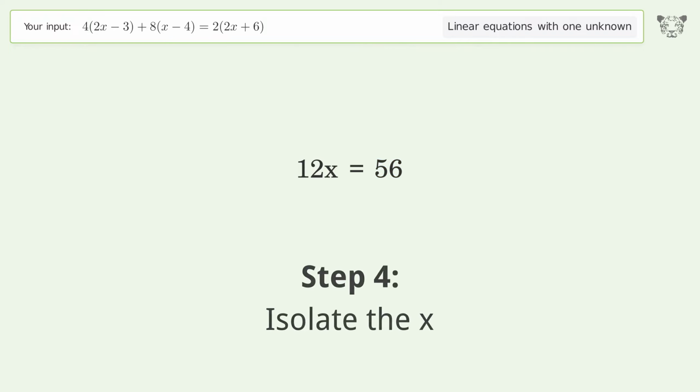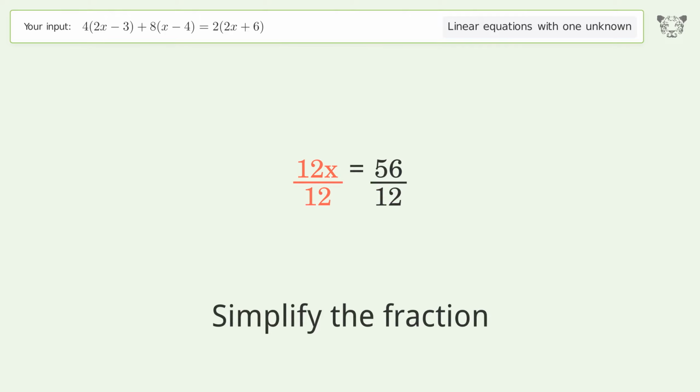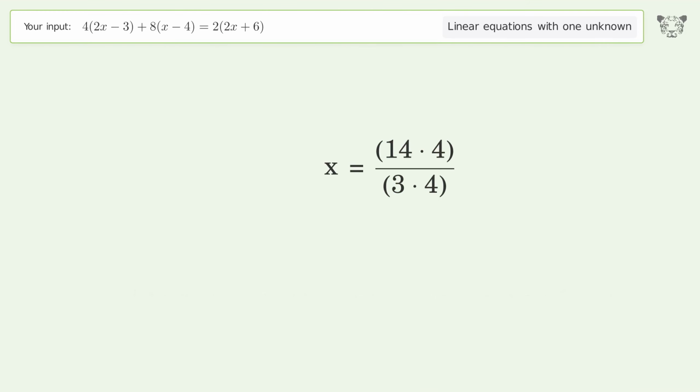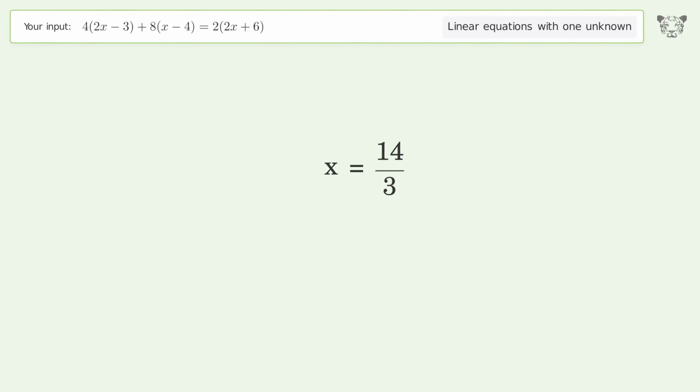Isolate the x. Divide both sides by 12. Simplify the fraction. Find the greatest common factor of the numerator and denominator. Factor out and cancel the greatest common factor. And so the final result is x equals 14/3.